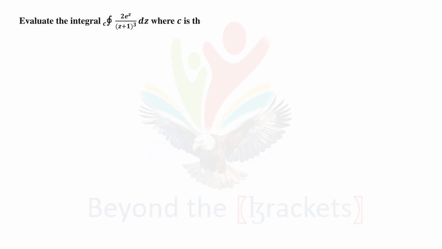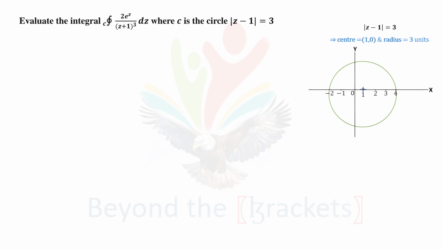Here comes the first question. Evaluate the given integral where C is a circle, modulus of z minus 1 is equal to 3. Comparing this with the standard form, we observe that the given circle has center 1 and radius 3. f of z is given as 2 e power z by (z plus 1) whole cube.